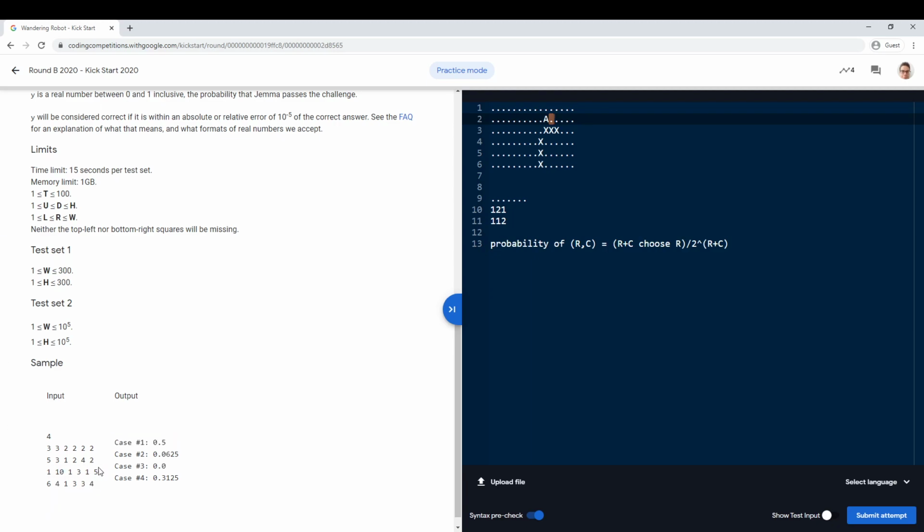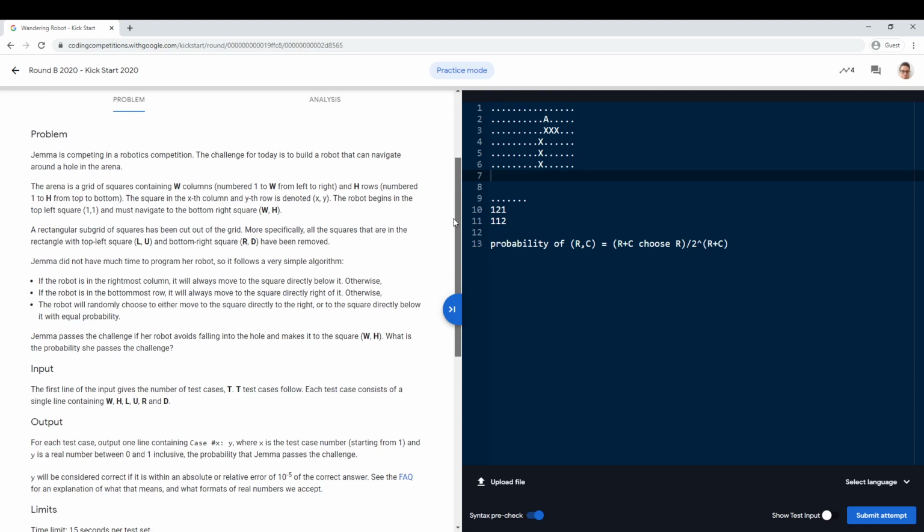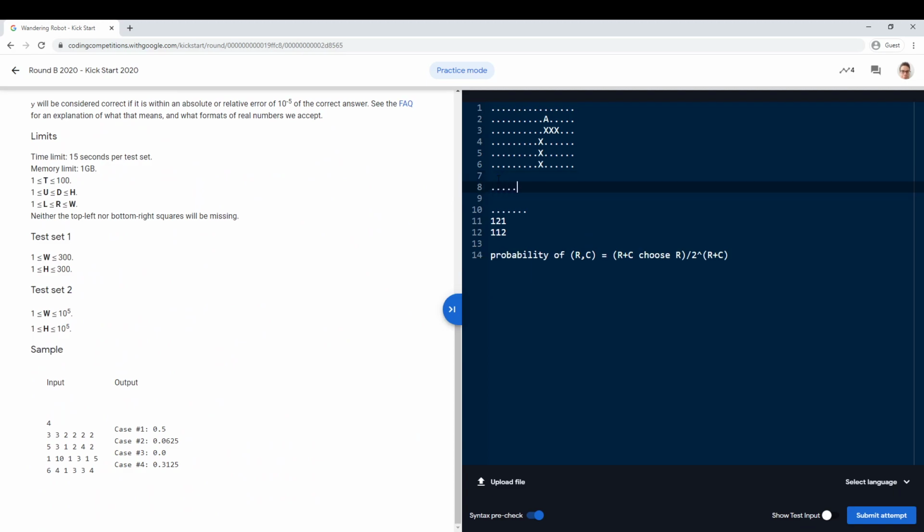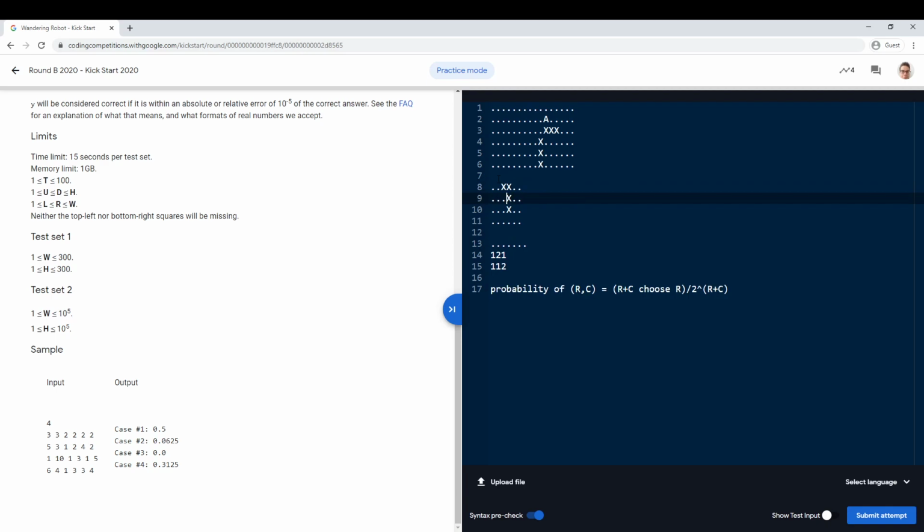In this case, it's just a path of length 1, so we cut out some of the middle and there's no way through. What's going on here? Six by four grid. And we cut out 1, 3. So what is the chance that we die here? We need to get 4 downs before we get 2 rights.